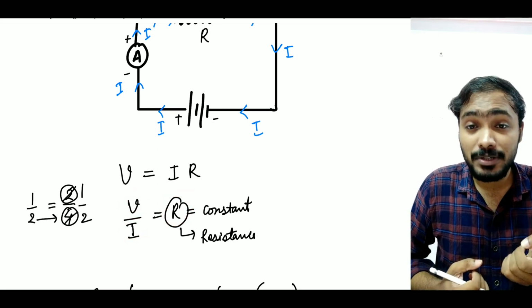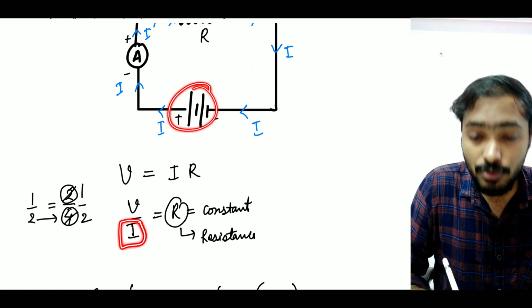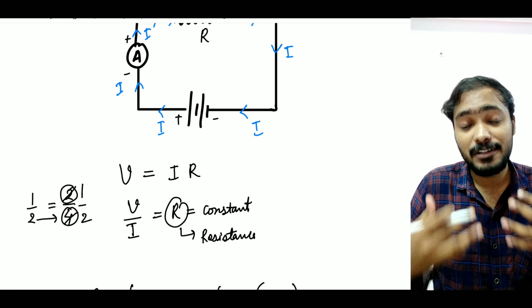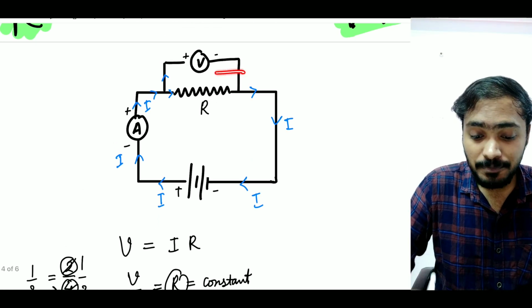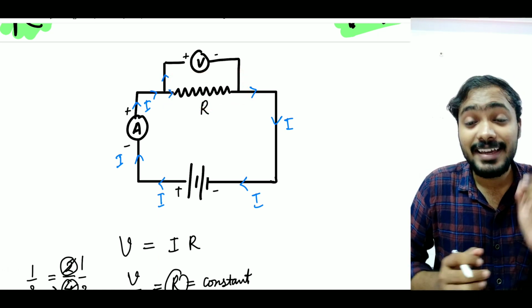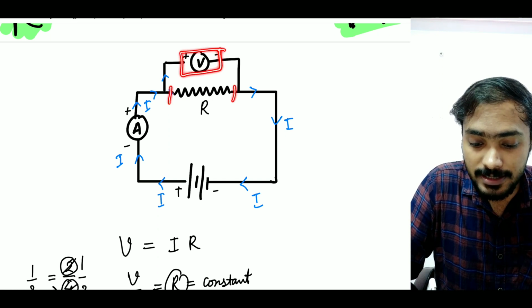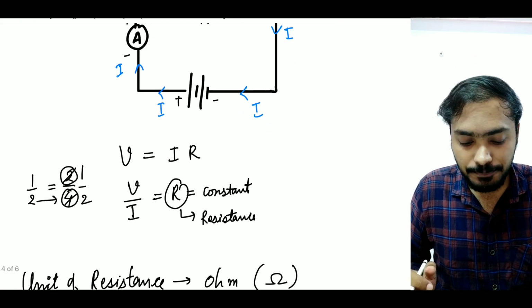Let's say you have increased the potential difference of the battery. Then what is going to happen? More and more current will flow, and again the ratio of V upon I will be a constant. So what is Ohm's law? The current flowing through your resistor, conductor, or electrical device is directly proportional to the potential difference across that material. Okay, let's move forward.